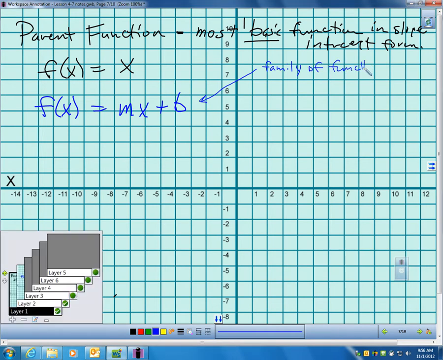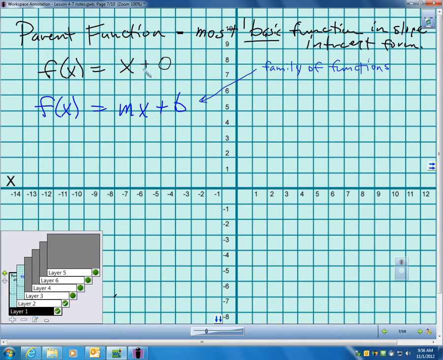And slope-intercept form, remember, that means y equals mx plus b. So I have a family of functions. Any function that would be in this form is part of the family. The parent function is the most basic of this form. So if you think about it, the most basic thing I could do is have 1 for my slope and have 0 for my intercept.